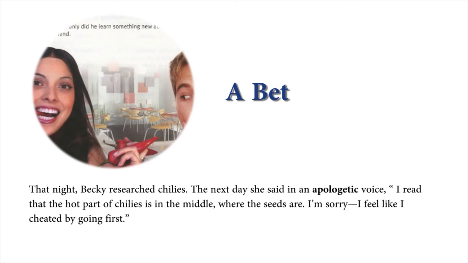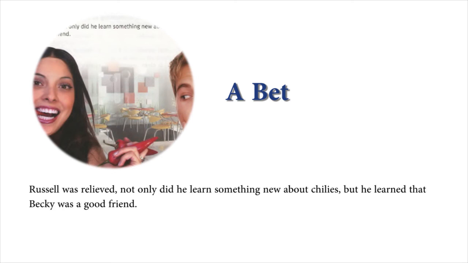That night, Becky researched chilies. The next day, she said in an apologetic voice, "I read that the hot part of chilies is in the middle, where the seeds are. I'm sorry. I feel like I cheated by going first." Russell was relieved. Not only did he learn something new about chilies, but he learned that Becky was a good friend.